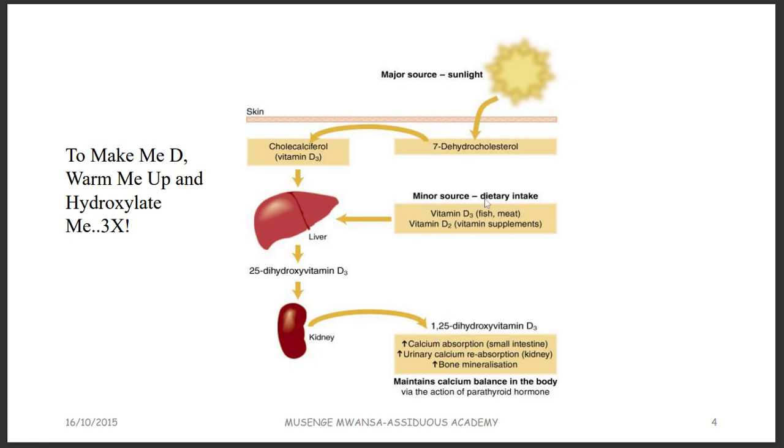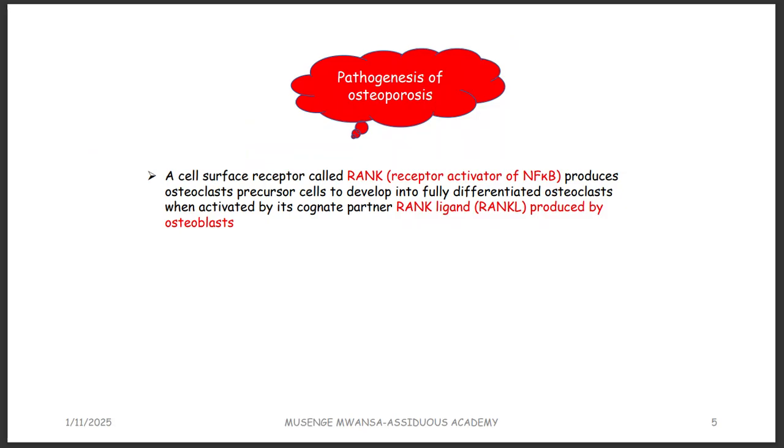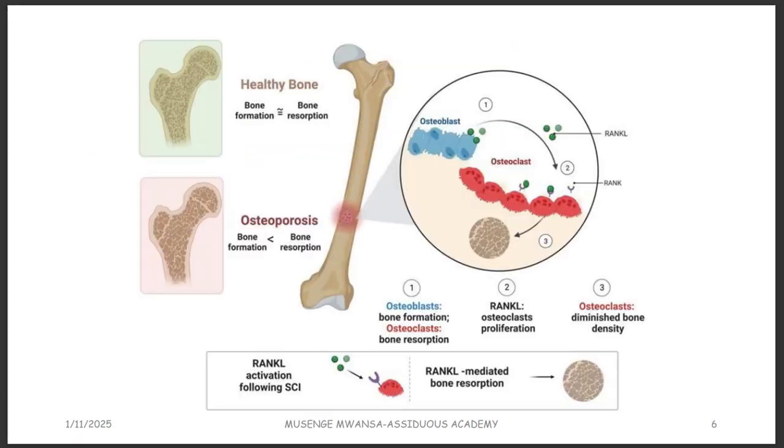to 1,25. So you see the sun produces the 7-dehydrocholesterol, that's converted in the skin to cholecalciferol, which is vitamin D3. That vitamin D3 in the liver is converted to 25-hydroxycholecalciferol or calcidiol, and this calcidiol is converted to calcitriol in the kidney. You can see you also have some dietary intakes that can give us vitamin D3, like fish, meat, and some vitamin supplements. Now, how does osteoporosis happen?